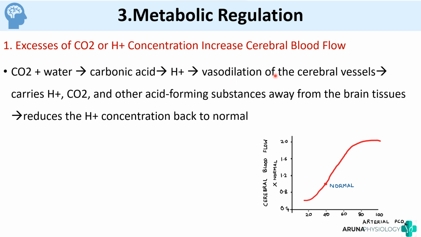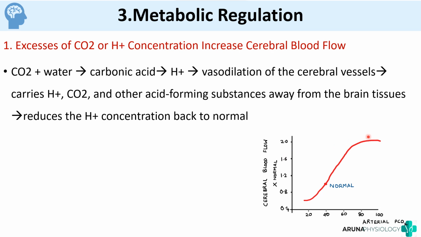So this increased blood flow will carry these substances away from the brain tissue so that it can reduce the H plus concentration back to normal. So whenever there is increased carbon dioxide, there is going to be increased H plus, which will cause vasodilation of the cerebral vessels, which in turn will cause all these unwanted things to flow away from the brain tissue.